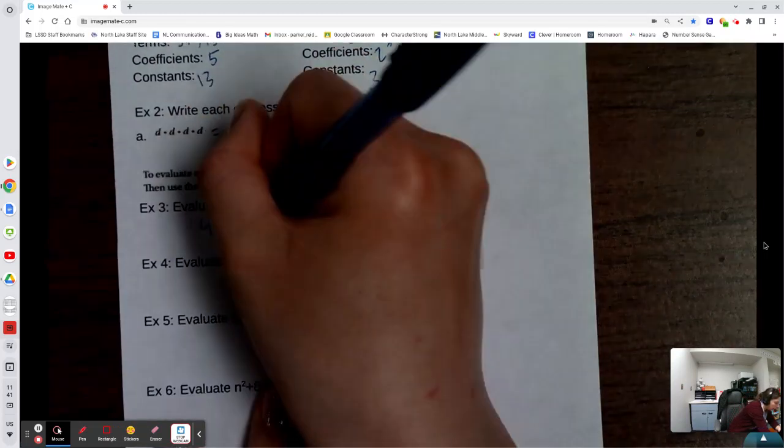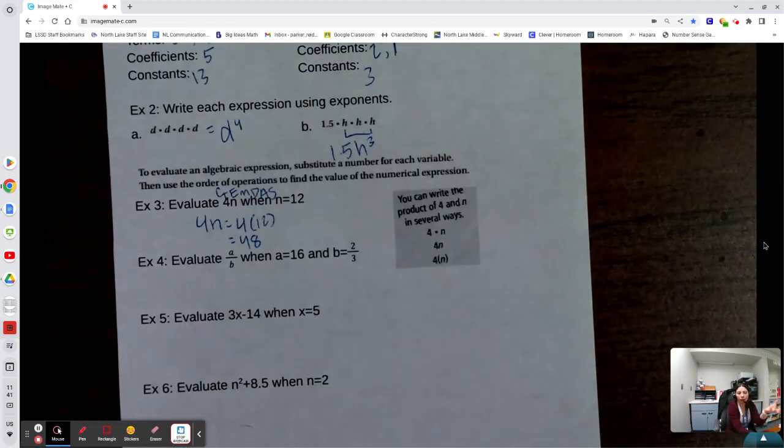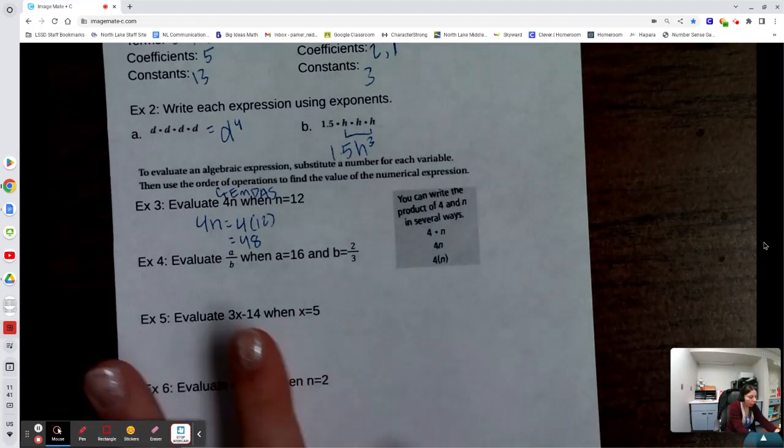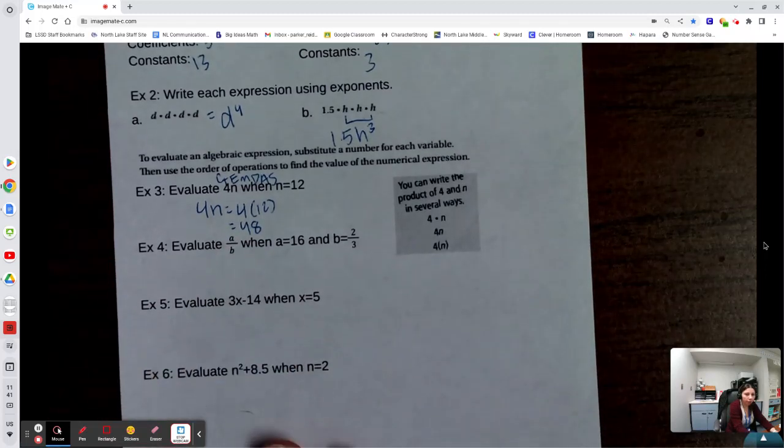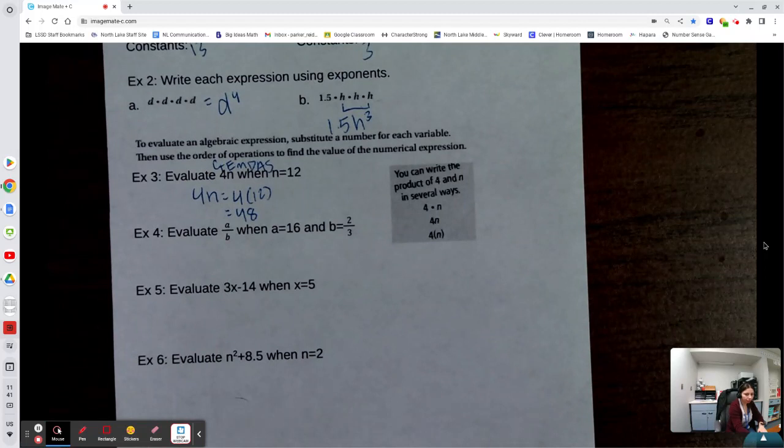4 times 12 is 48. So there we go. We've evaluated it. I took n out, I put 12 in, figured out what it would equal. It equals 48. That is the value of this expression when n equals 12.